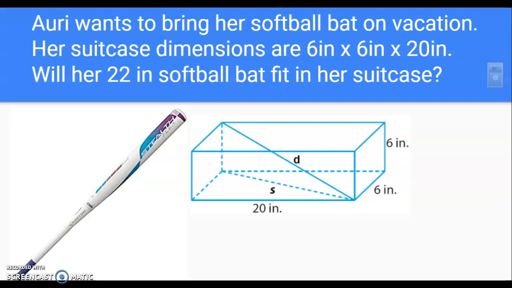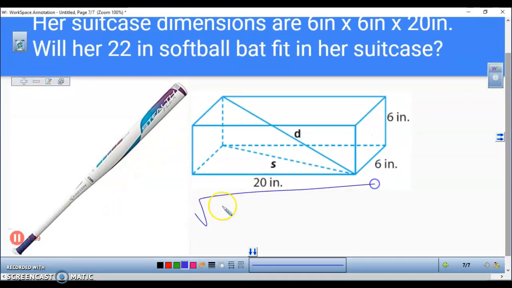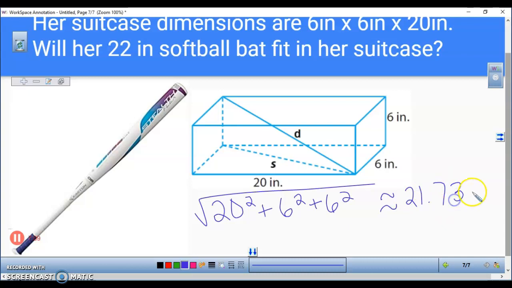We're going to take all 3 of our dimensions and square root them. So we're taking the square root of 20 squared plus 6 squared plus 6 squared. We're going to evaluate that. That equals approximately 21.73 inches. Alright, so Ari's softball bat is 22 inches in length.